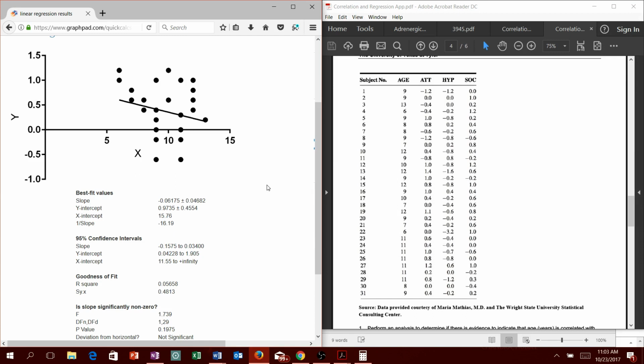Coefficient of determination is displayed. So 18.5%.